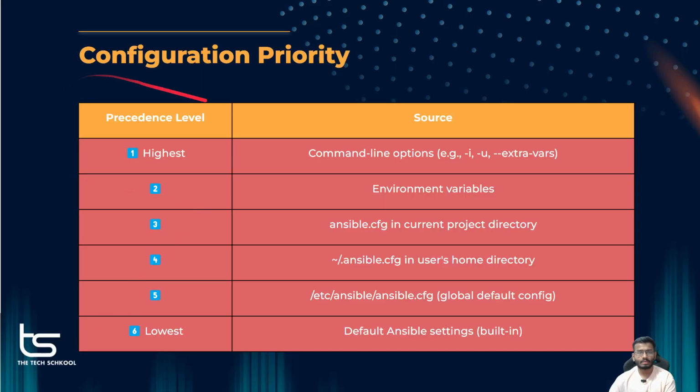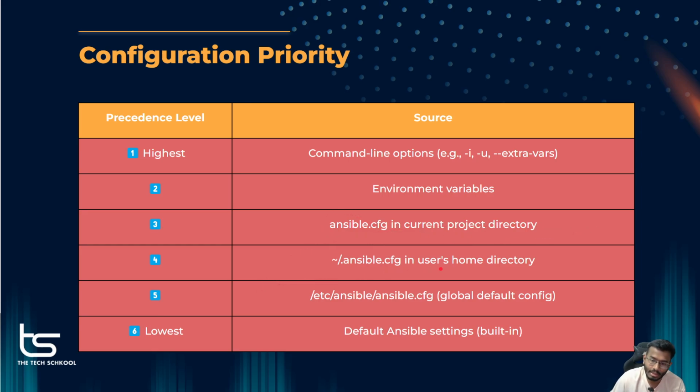So this is the complete list of the priority. It starts with the highest precedence level to the lowest. First is the command line: while running ansible-playbook, we directly pass in some parameter and value, and that takes the highest precedence. Second is the environment variable that we discussed in the previous slide. Third is the ansible.cfg in the current project directory that we have also seen, the new file under the playbooks directory.